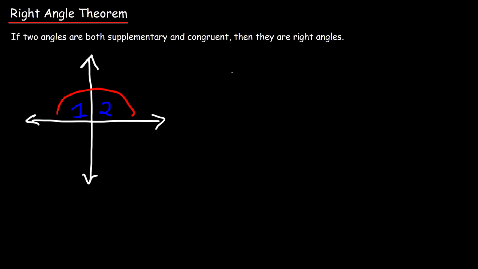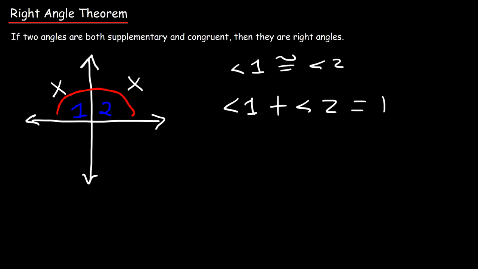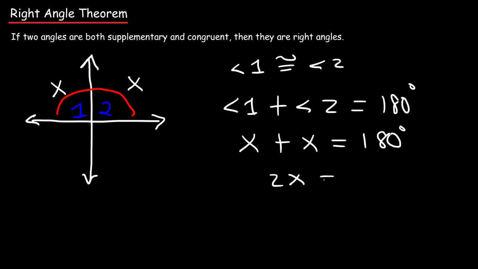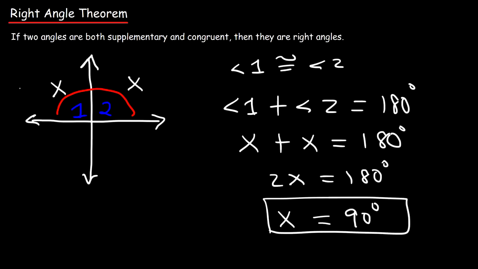But now let's say that angle 1 is also congruent to angle 2. So if we call angle 1 x, then angle 2 is x. Now we know angle 1 and angle 2 are supplementary. They add up to 180. And so we can say that x plus x is 180, or 2x is 180. And 180 divided by 2 is 90. So x is 90, which means that angle 1 and angle 2 have a measure of 90 degrees, which means that angle 1 and 2 are indeed right angles.